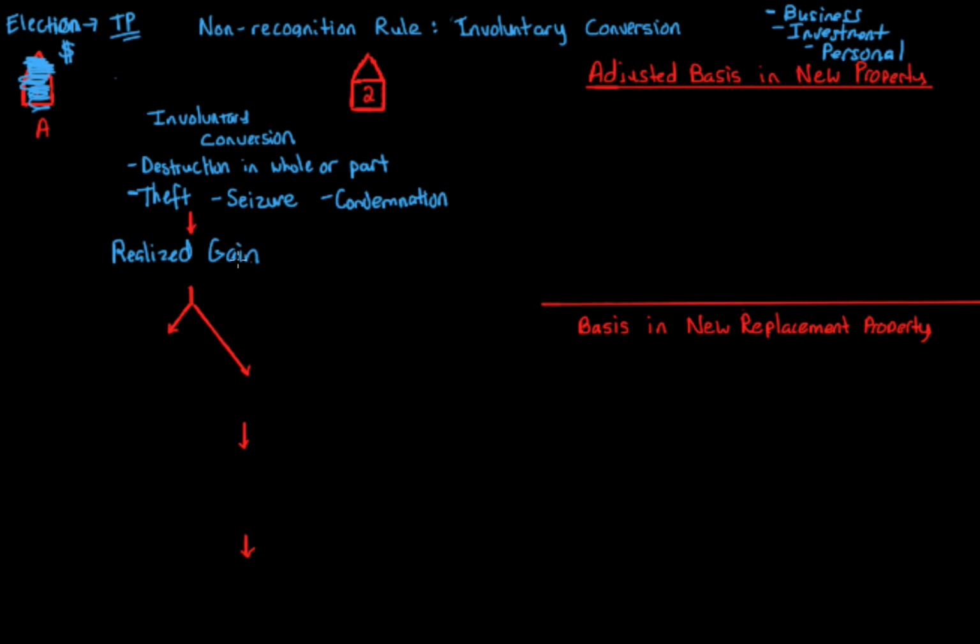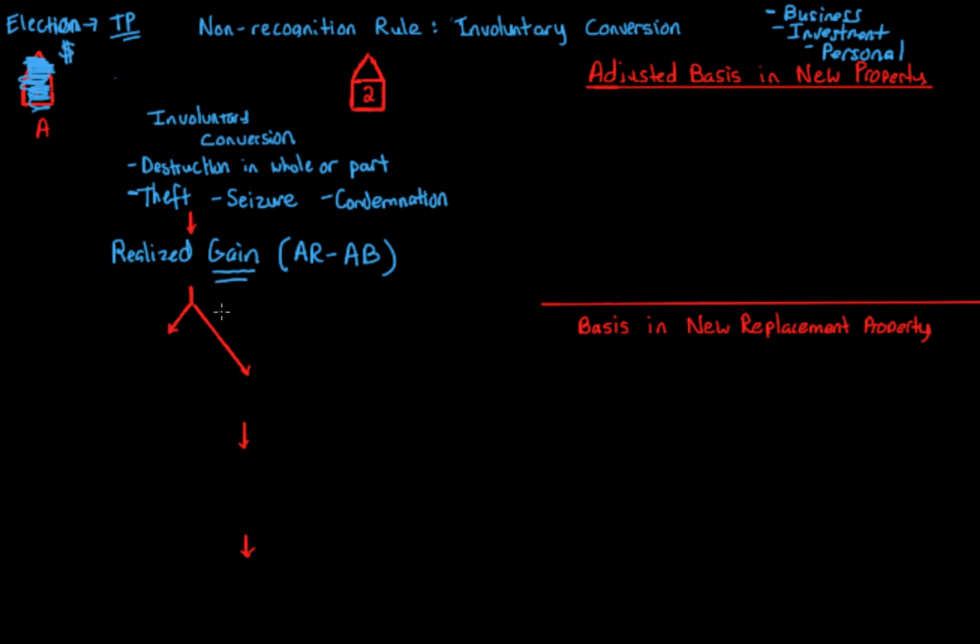You cannot have a loss. If you have a loss, this provision doesn't apply and you're going to recognize the loss, which is good for the taxpayer. That's a good thing. Remember that realized gain from our previous videos is the amount realized minus the adjusted basis of the property. So you have to have a realized gain here. If it's a loss, then this rule is not going to apply. It only applies to gains, okay?